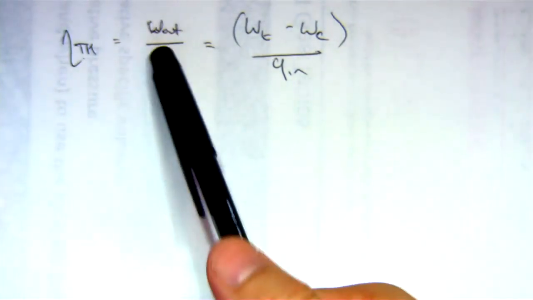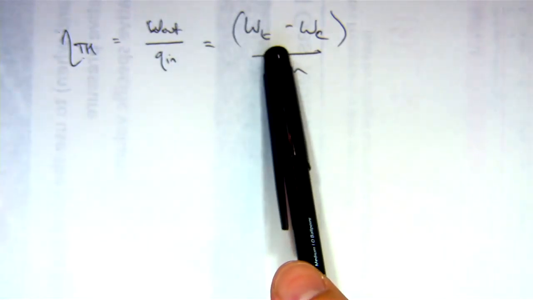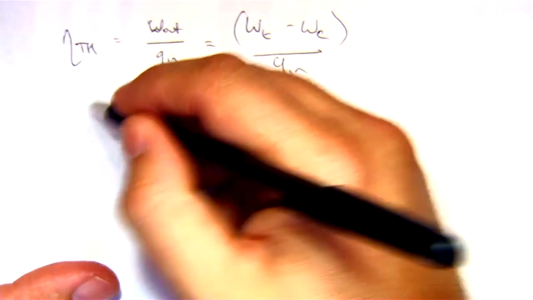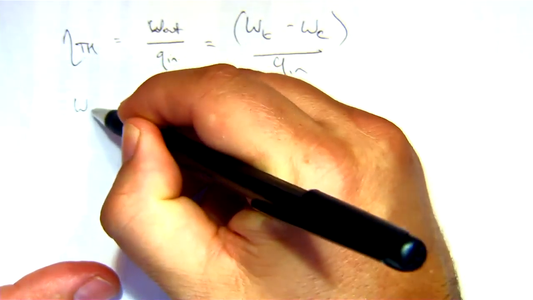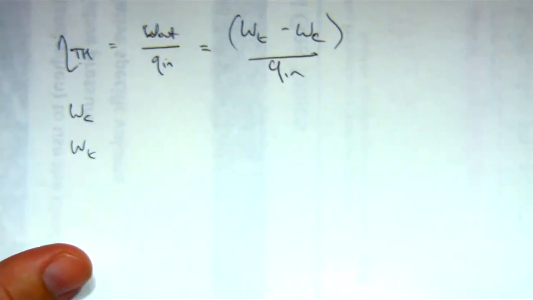So, work out, I'm referring to net work, which is to say the turbine work minus the compressor work. Turbine work should be bigger than the compressor work. For the compressor work and the turbine work, I'd like to write some nice simple equations for those.